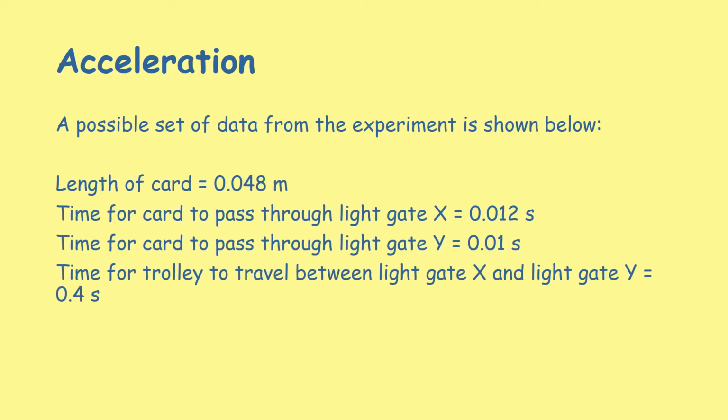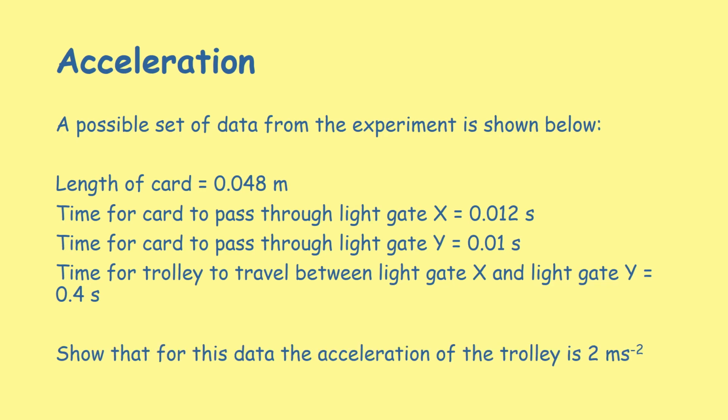A possible set of data from the experiment is shown below. The length of the card could be 0.048 meters, and the time for the card to pass through the light gate X could be 0.012 seconds. The time for the card to pass through light gate Y would be 0.01 seconds. And finally, the time for the trolley to travel between light gate X and light gate Y could be 0.4 seconds. What we want to do is show that for this data, the acceleration of the trolley is 2 meters per second squared.